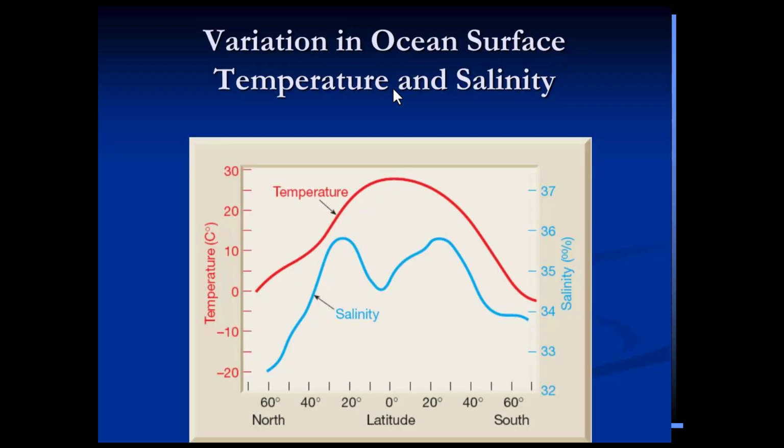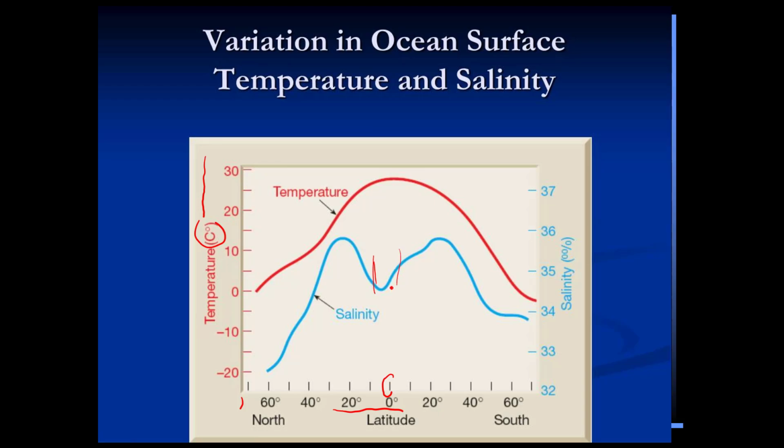This graph shows the variation in ocean surface temperature and salinity. On the y-axis, we have the temperature, in degrees Celsius, going up to 30. On the x-axis, we have the latitude, starting from the equator and going all the way to the North Pole and the South Pole. As you can see, as the temperature increases, the amount of salt in the ocean is increasing as well, except in the tropical rainforest. Because what happens in the rainforest?